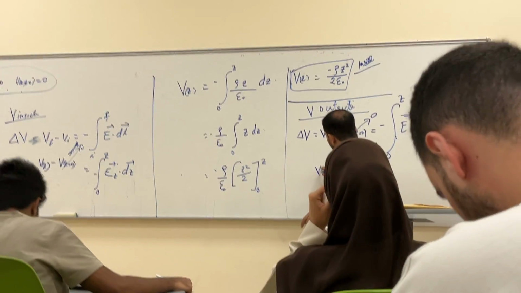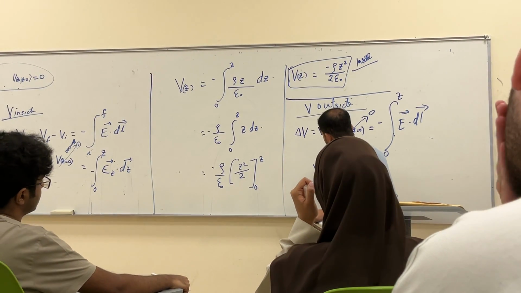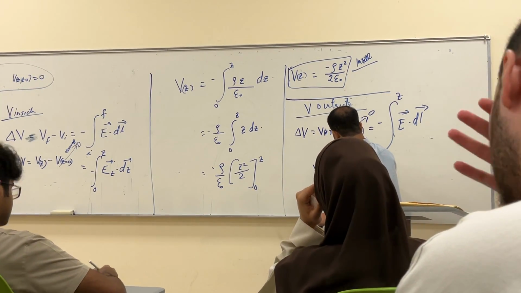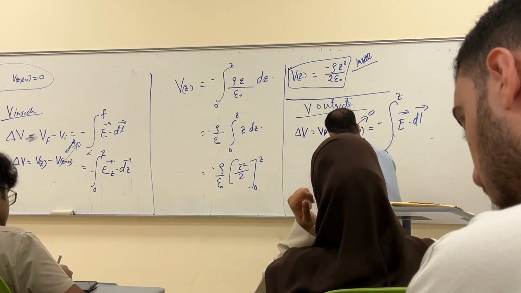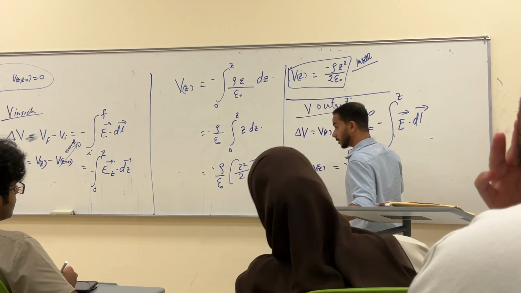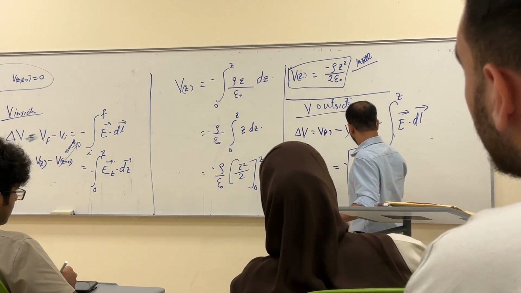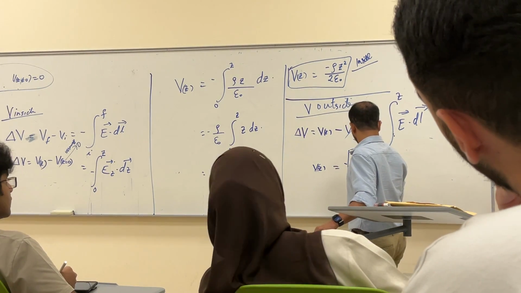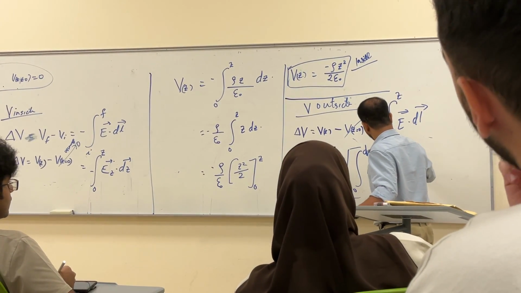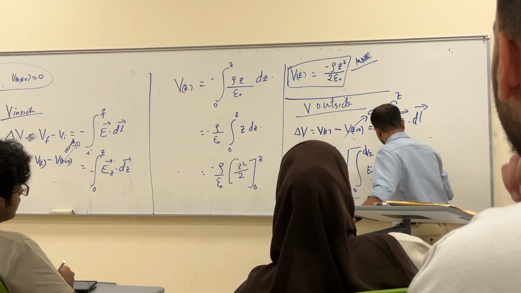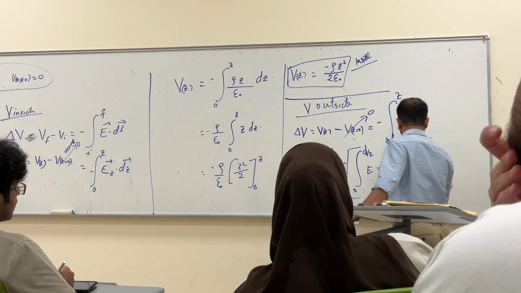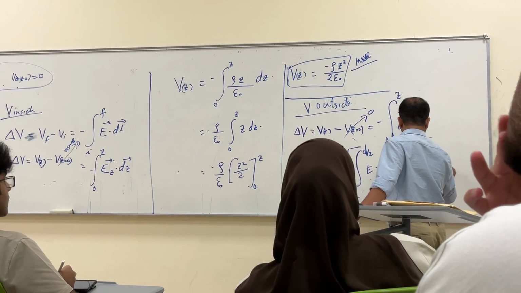So V of Z at outside can be split into integral of 0 to D by 2, this is inside, E dot dz, plus integral from D by 2 to Z of E dot dz.